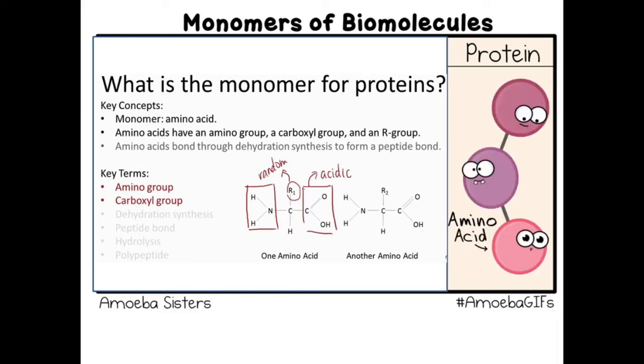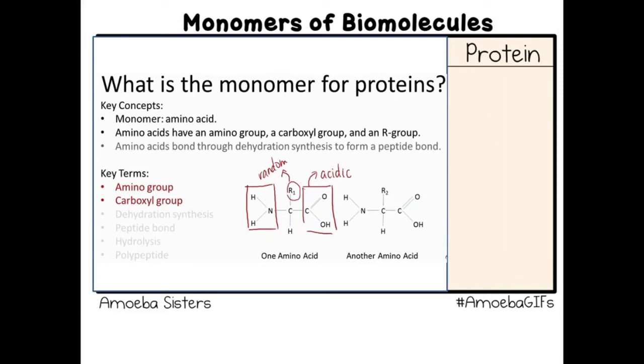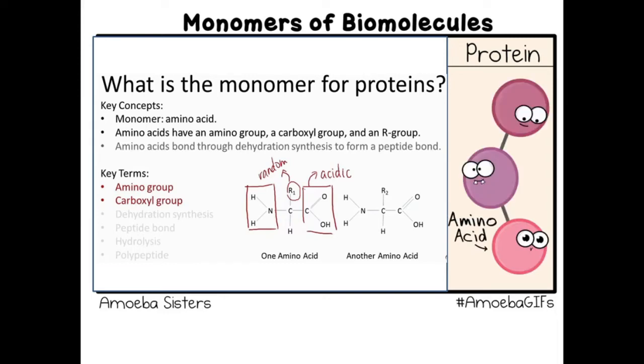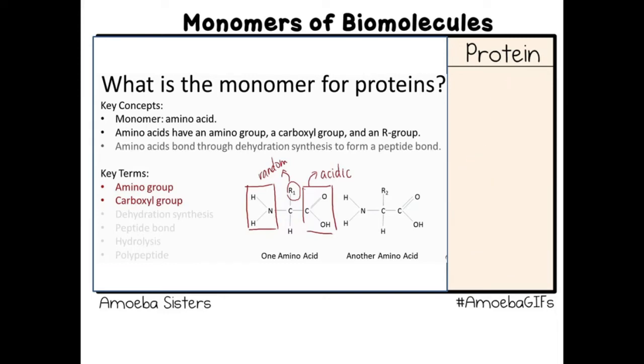Amino acids bond through dehydration synthesis to form a peptide bond. Protein is formed through the addition of more amino acids. For example, we all know that pulses are the richest source of protein in plants.